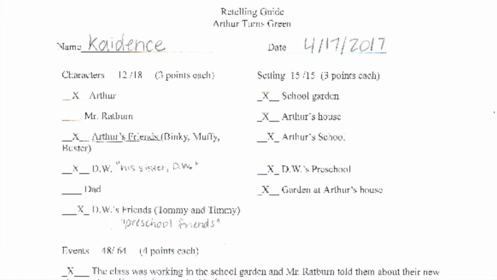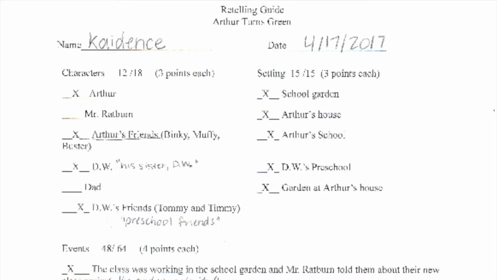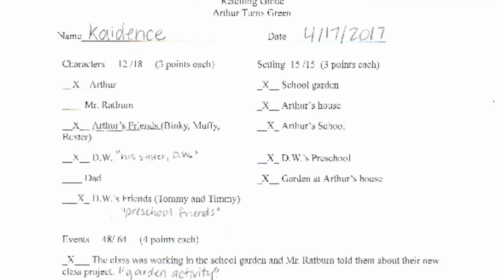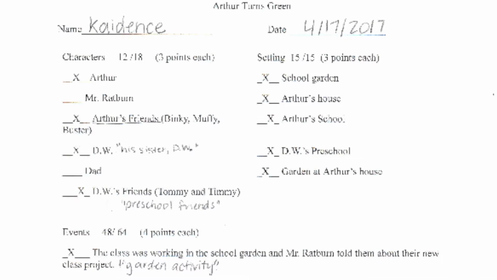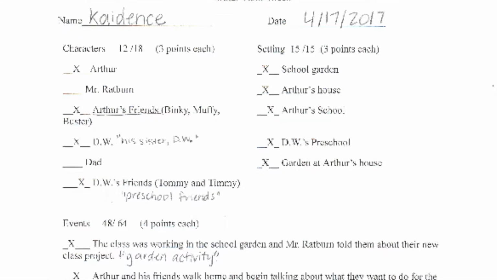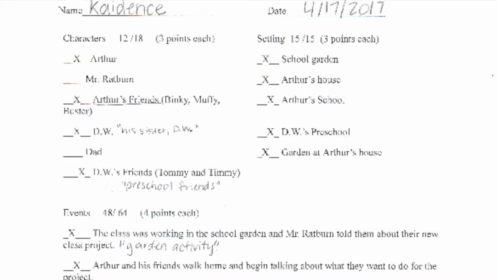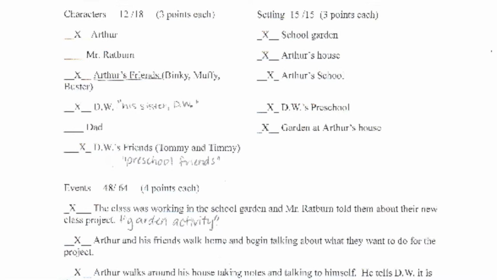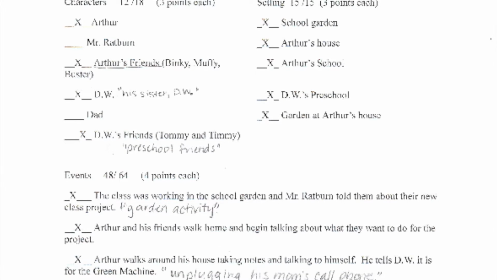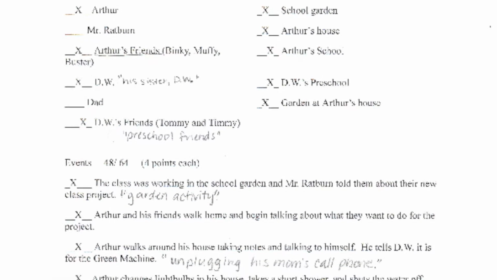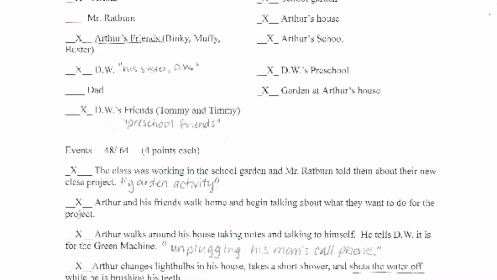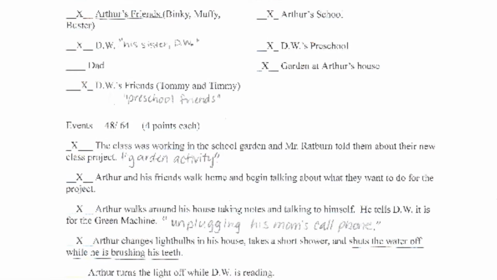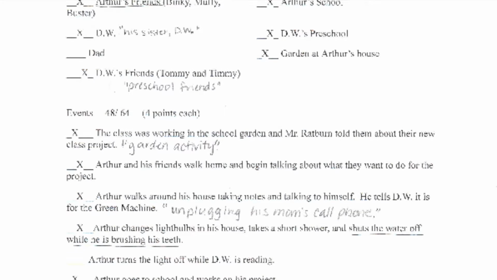This is the retelling guide that I created for Arthur Turns Green. She did a really good job finding the setting. She got every single setting correct, which is telling because it changes quite a bit in the story. Some of the characters she left out. Dad was a big part of the story. Mr. Ratburn wasn't a huge part of the story, but was also a main character kind of in the background.